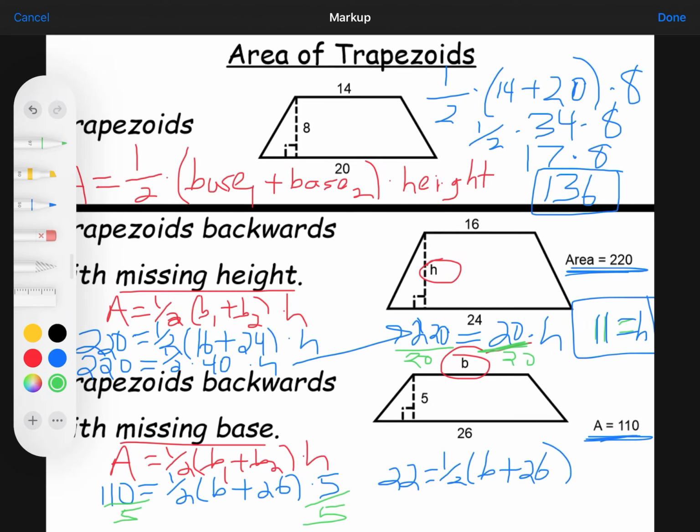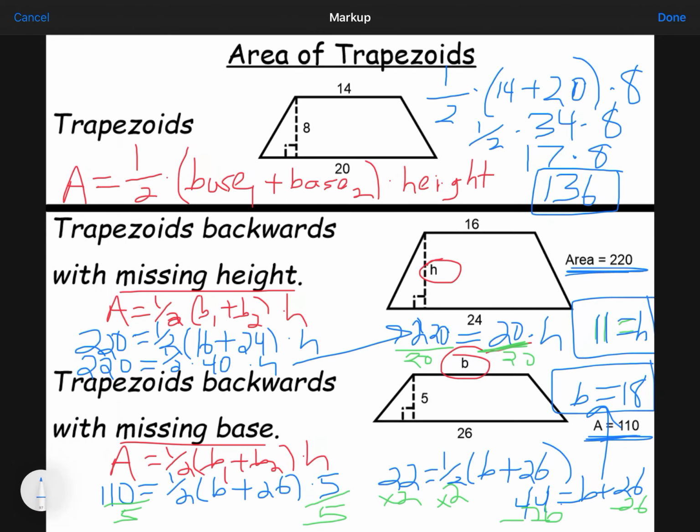What's the opposite of multiplying by 1/2? You could think of dividing by 1/2, but the easier way to think of it is times 2. You get 44. And then you get B plus 26. Then your final step is just subtraction. Minus 26 from both sides. And it comes out to be, B is 18.